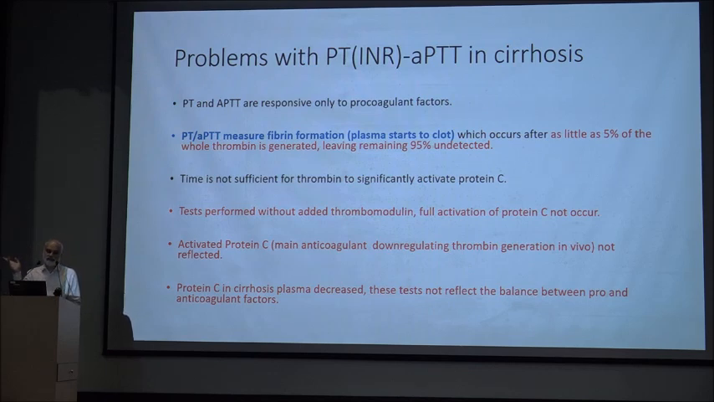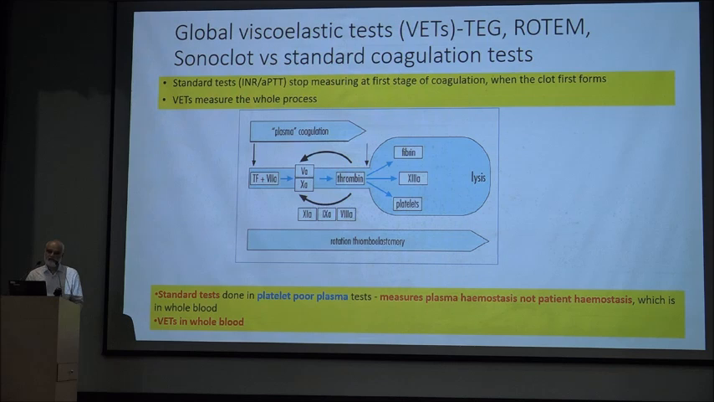This is the last step. So in the initial 5%, this step is not going to come. And tests are also performed without added thrombomodulin so that full activation of protein C does not occur. Activated protein C is not reflected in this test, and we know that protein C in cirrhosis plasma is decreased. So these tests will not reflect the balance between pro- and anticoagulant factors that is characteristic of cirrhosis patients.